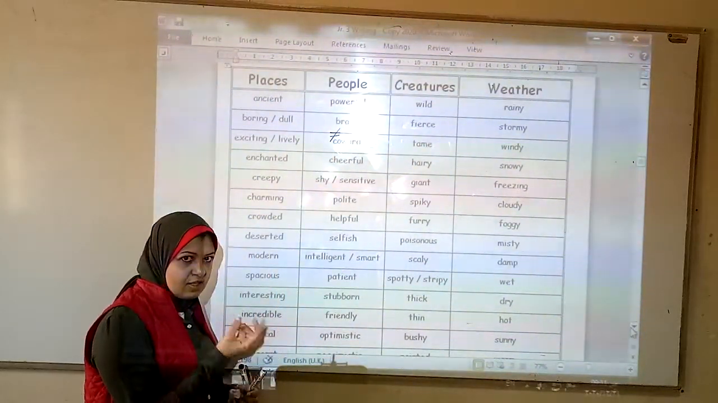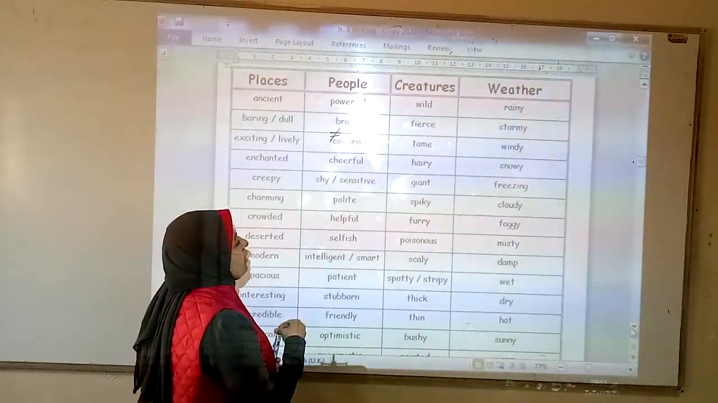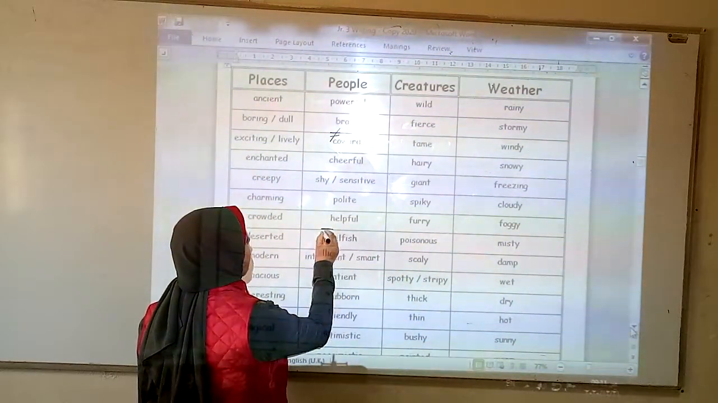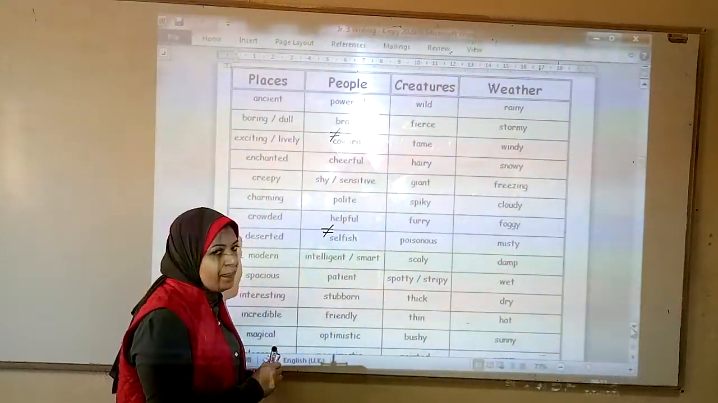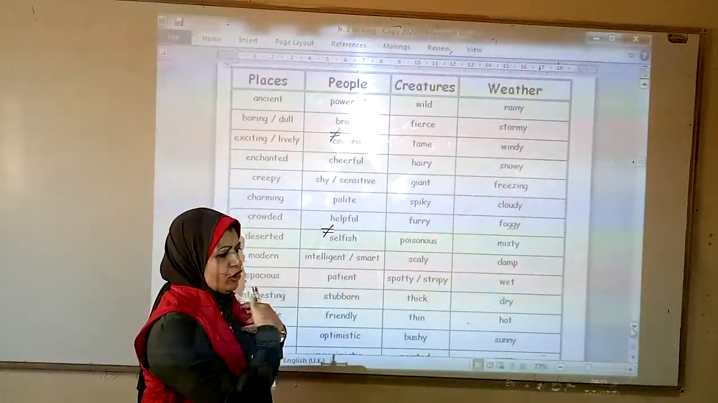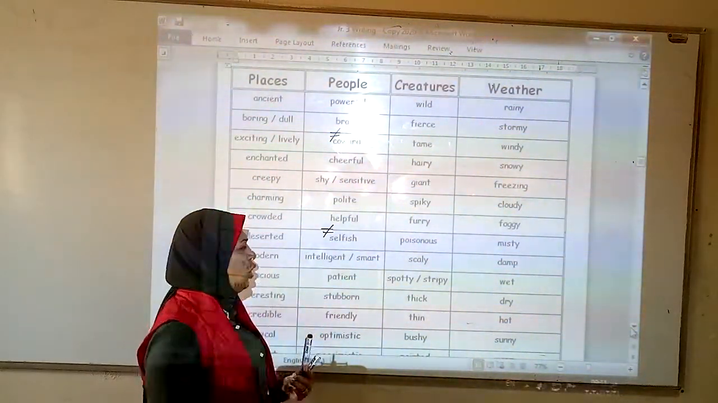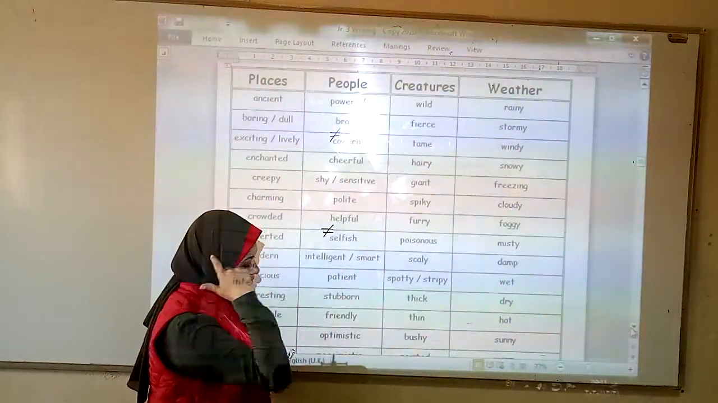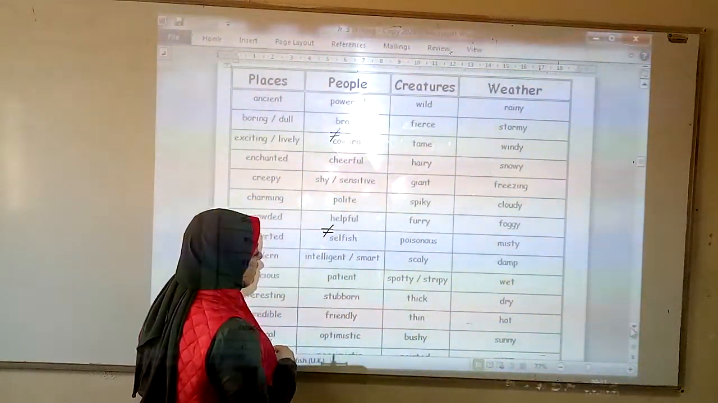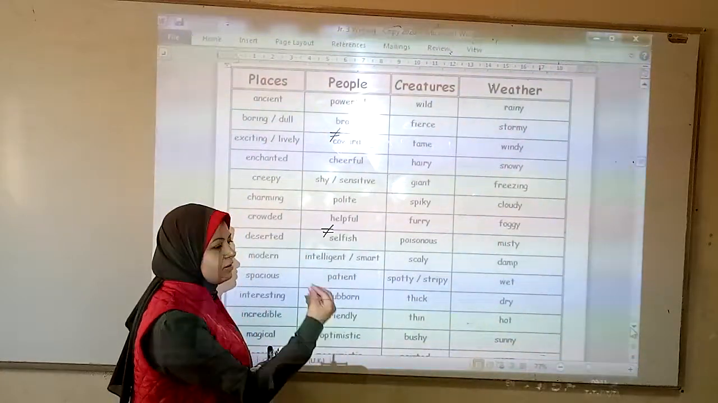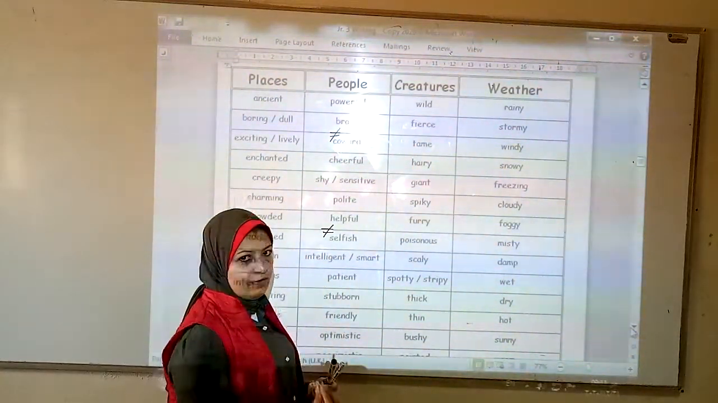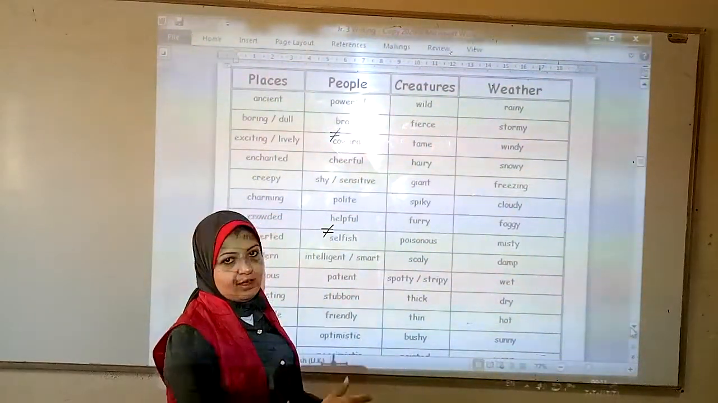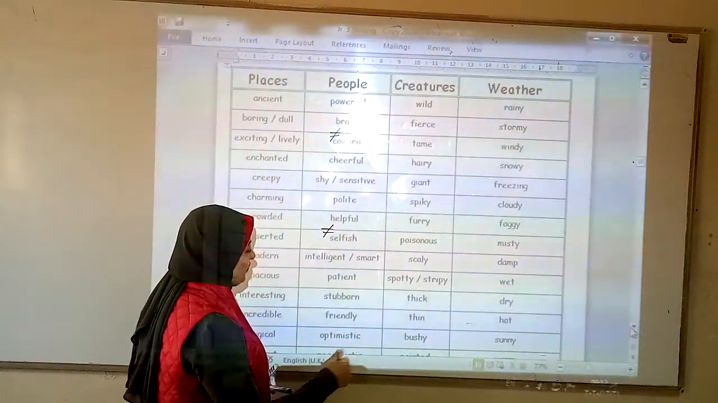Polite, someone who is polite. Helpful, helps everybody. Selfish, this is the opposite of helpful. Selfish, loves himself only. Intelligent or smart, someone who has got brilliant ideas. Patient, he can wait for things, doesn't want everything to go that fast.